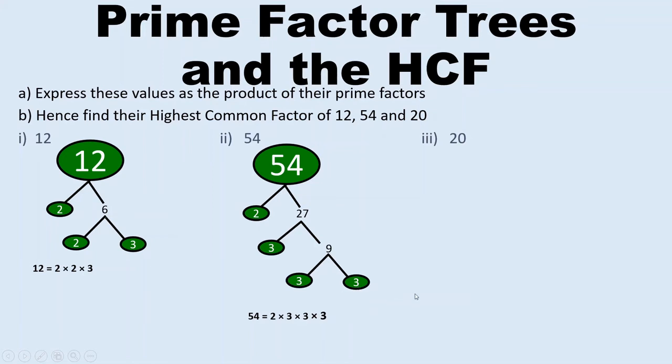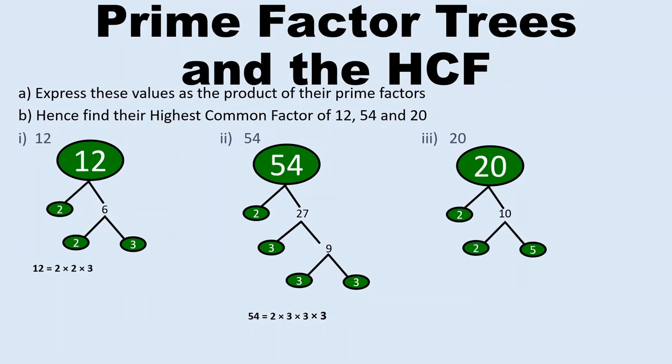Let's do this for 20. So branching 20 off into its prime factors, 20 can divide by 2 and the answer is 10. 10's not prime though, so let's keep going. 10 can divide by 2 and the answer is 5. And 5 is prime. I can't think of anything to divide 5 by apart from 1 and itself. So we stop there and we say 20 is the same thing as 2 times 2 times 5.